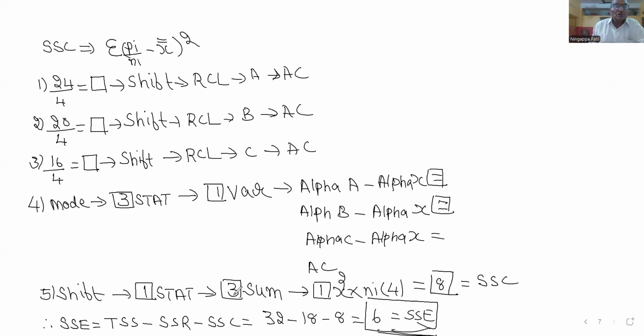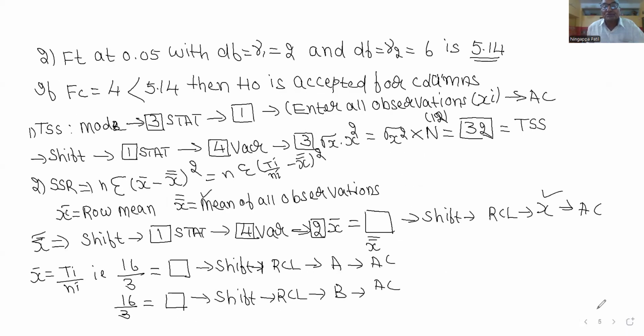Then shift 1, it is statistical mode. 3rd button, 3, you have to press it, is sum you are getting, and 1, that is X square values you are getting. Multiply it by Ni. How many values are there in each column? 4 values. On the display you are getting summation of X square, and multiply it by 4. You get 8. That is SSC. And look here, SSE equal to TSS minus SSR. We already have calculated TSS and SSR, so SSE can be easily calculated. It is 6.